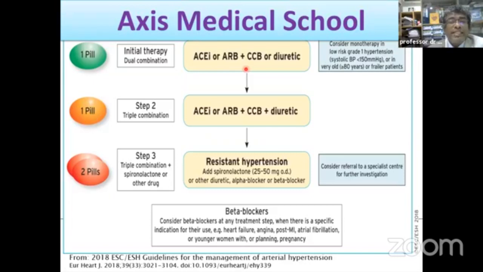So if a patient needs 2 groups of antihypertensive drugs, in that case, we should choose one from ACE inhibitor or ARB, and another from calcium channel blocker or diuretics. These are the 2 antihypertensive drugs we should choose. And if a patient needs 3 antihypertensive medications, in that case, we should choose one from ACE inhibitor or ARB, one from calcium channel blocker, and one from the diuretics. So this is the way we should choose antihypertensive medications.